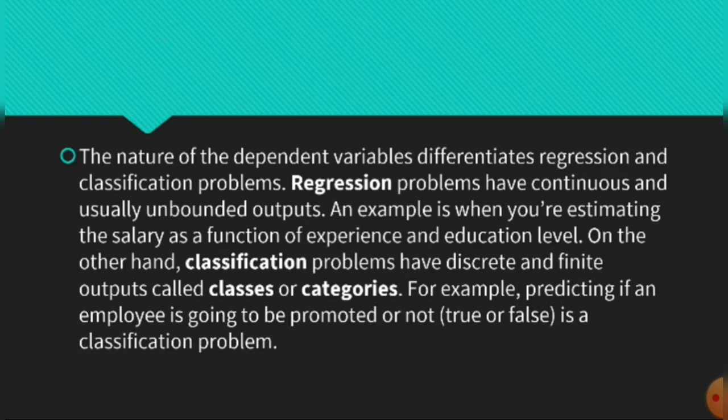The nature of the dependent variables differentiates regression and classification problems. Regression problems have continuous and usually unbounded outputs. An example is when you're estimating the salary as a function of experience and education level. On the other hand, classification problems have discrete and finite outputs called classes or categories. For example, predicting if an employee is going to be promoted or not, whether true or false, is a classification problem.